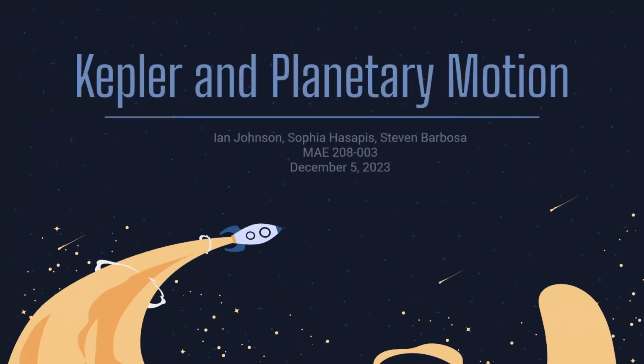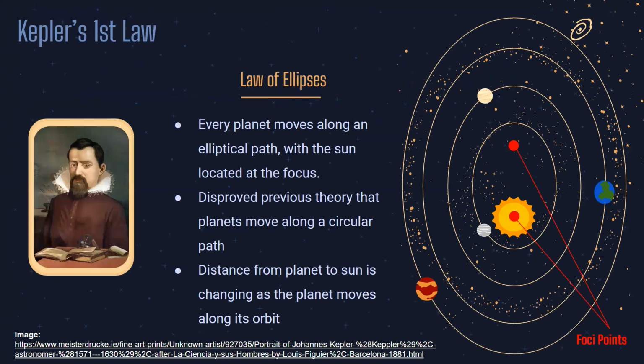So we did our project on Kepler and his laws of planetary motion, and we related them to the concepts that we learned in our dynamics class. Kepler's first law is also known as the law of ellipses, and it talks about the path that a planet will follow in its orbit around the sun.